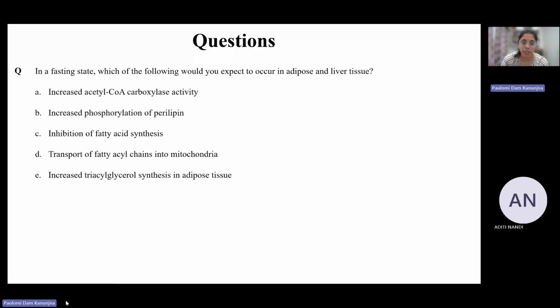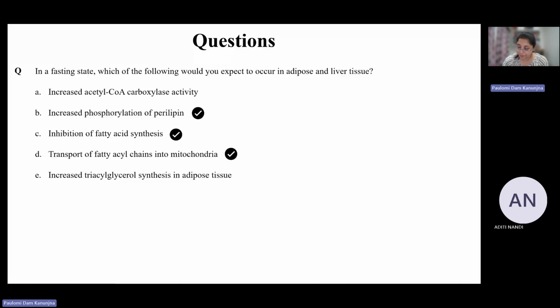B, C, D. Okay, exactly that. Fantastic. Absolutely correct. So the first one says acetyl coenzyme A carboxylase activity will be increased. This is incorrect, because if that is increased, then you have more of the synthesis pathway taking place. So your acetyl coenzyme A carboxylase will actually be inhibited, which will reduce the malonyl coenzyme A. And if you have less malonyl coenzyme A, you have less synthesis, right?